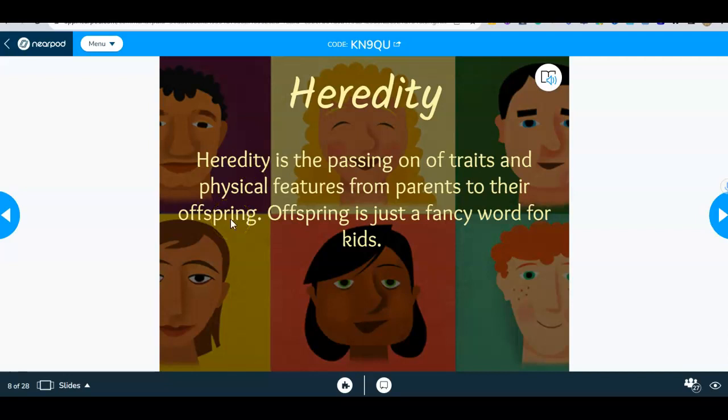But again, heredity is the passing of traits and physical features from parents to their kids. We're going to talk about what traits are in just a few moments. And when they use that word offspring in the questions that you'll see, just understand when they say the offspring of a plant, the offspring of a bear, the offspring of a human, that's just a fancy way of saying kids.